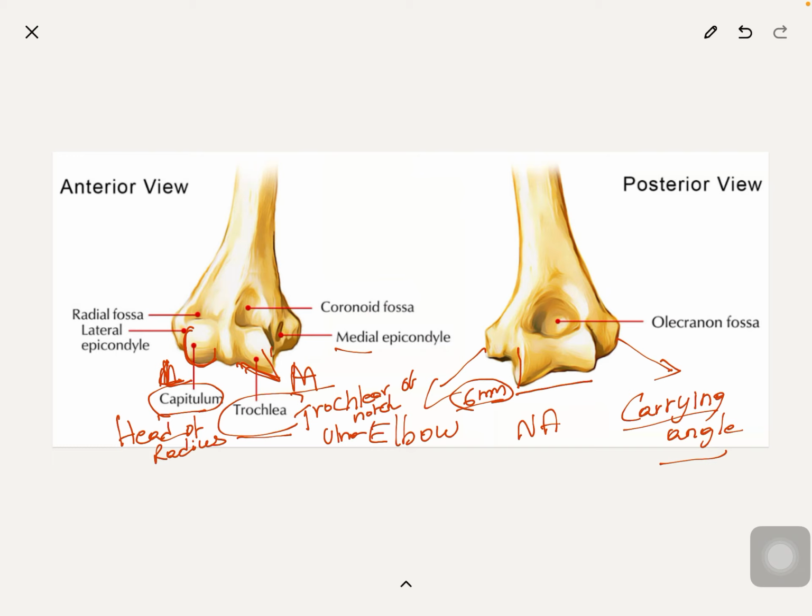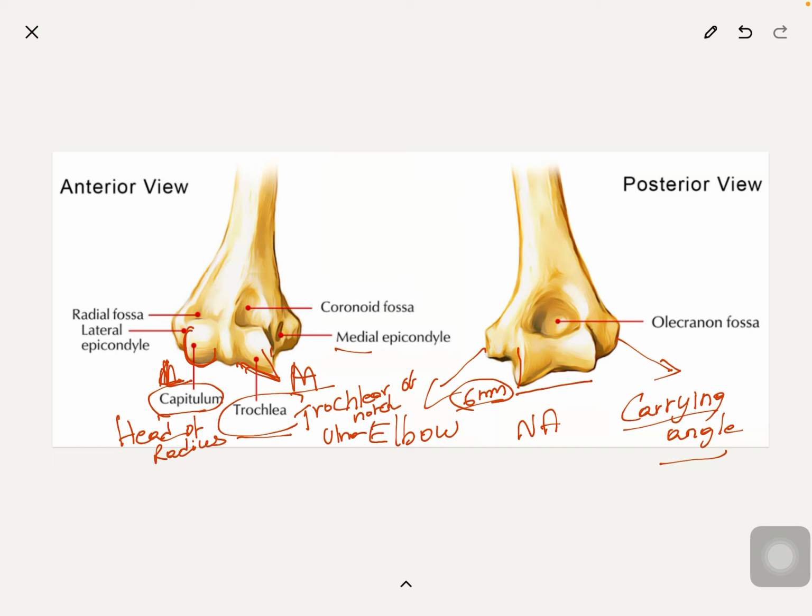So this is mainly to carry out the function of the upper limb. This angle helps to carry any load grasped by the upper limb without any contact of the ulnar border of the forearm with the lateral surface of the thigh. This carrying angle disappears in flexion and pronation of the forearm. You can appreciate the carrying angle only in the extended and supinated position, that is, in the anatomical position.